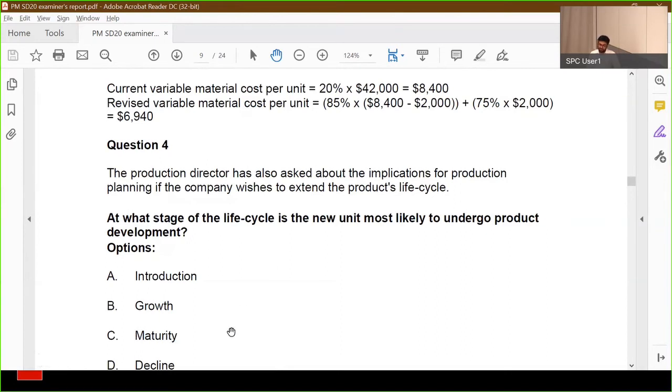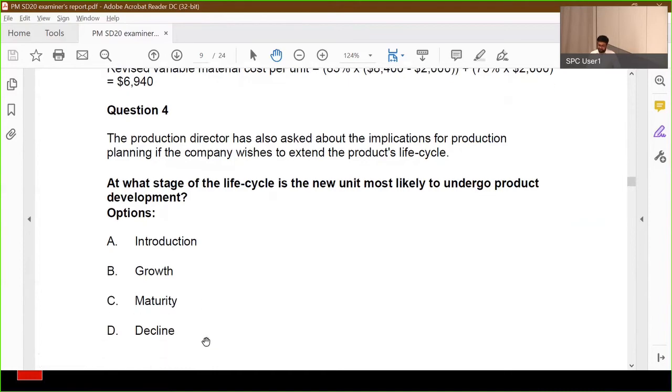Reason being, at this stage, you cannot increase your sales. This is the stage where we have touched our maximum. And if you want to further increase your sales with the current product features, you cannot. So some sort of investment, some sort of modification in the product is required that can come up with some alternative features, and hence we can extend the life cycle of the product. So option C is correct for this example.